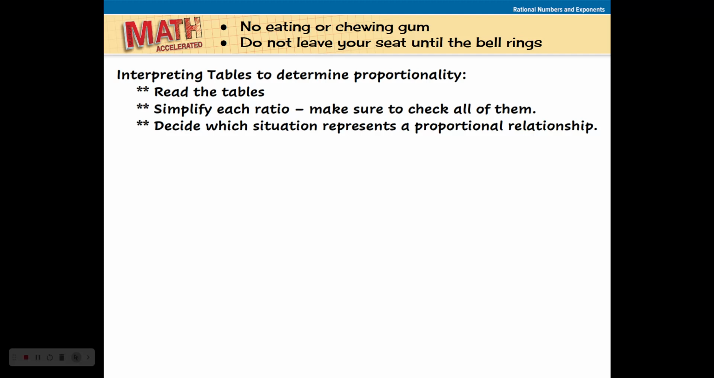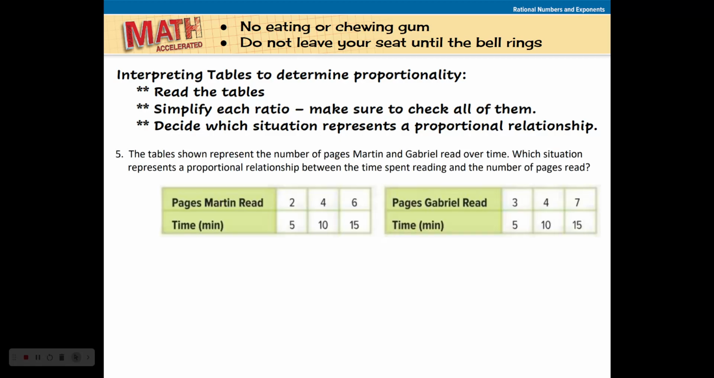Now, last video talked about creating a table to determine proportionality. Now, given a table, read the tables, simplify the ratios, make sure to check you've done the arithmetic properly, and then decide which situation represents the proportional relationship.